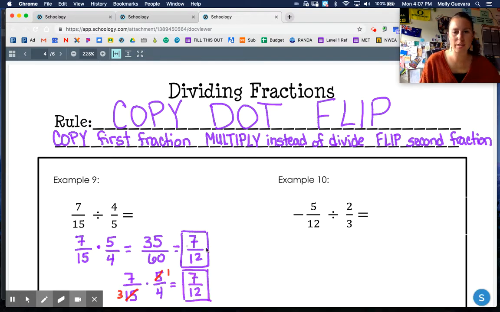Okay, so it's the same thing here for this one. Because I'm dividing, I'm going to copy my first fraction, then dot, and then flip the second fraction. And we're just going to multiply straight across. So negative 5 times 3 is negative 15, and 12 times 2 is 24. And 3 goes into both of those. So negative 15 divided by 3 is negative 5, and 24 divided by 3 is 8.